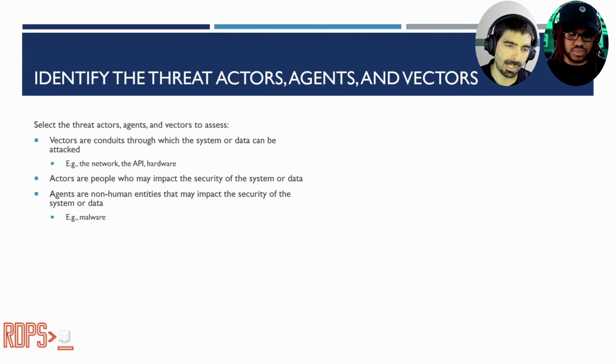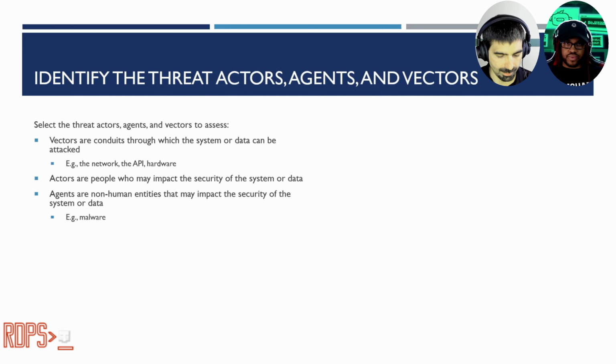When we talk actors, what we're really talking about are people, whereas your agents are things like malware. Agents can also be things like water. That particularly becomes important, obviously, if you have flooding or hurricanes, or a sprinkler system that decides to go off and just inundate your servers with water, things of that nature.